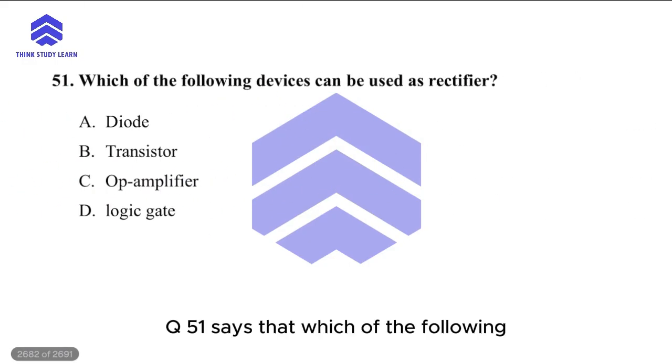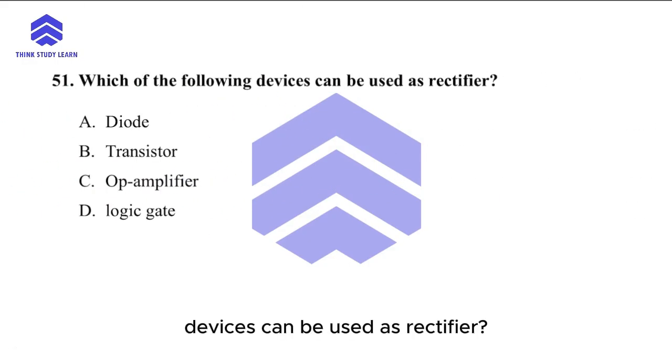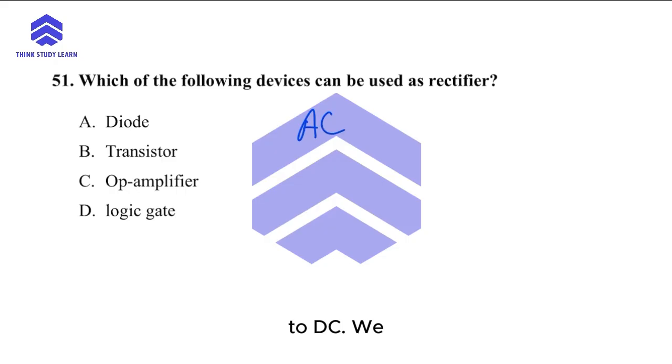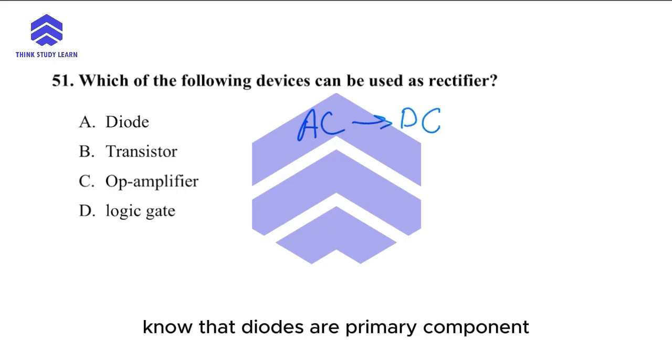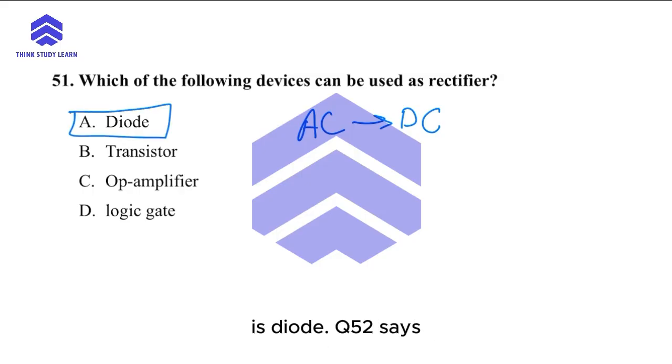Question 51 says, which of the following devices can be used as a rectifier? A rectifier is a device that converts AC to DC. We know that diodes are the primary component used for rectification because they allow current to flow only in one direction, efficiently blocking the reverse flow of current. This property makes diodes ideal for converting alternating current to direct current, which means the answer is option A, which is diode.